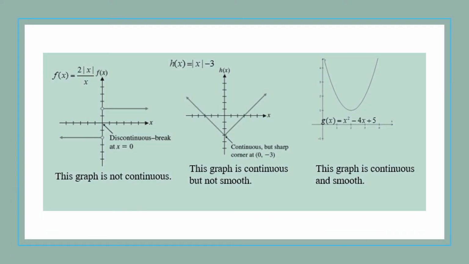We can also graph functions using a graphing calculator, and we can check whether they are continuous or not continuous. In the first case, when we take the function f of x equals 2 times absolute value of x divided by x, and graph it, it looks like the function is not continuous. There is a discontinuity at the point x equals 0. For the second function, though it is continuous, it is not smooth because there is a sharp corner at the point (0, negative 3). Whereas the last function, the quadratic function x squared minus 4x plus 5, is a very smooth continuous curve.